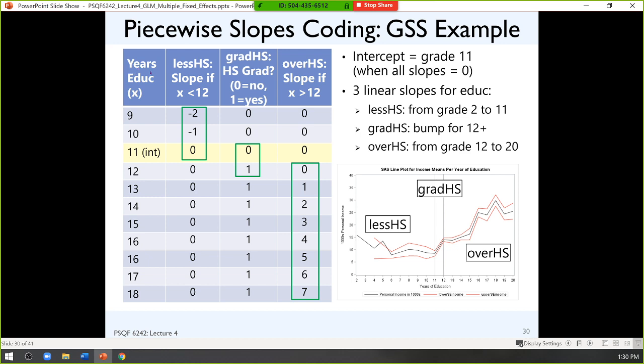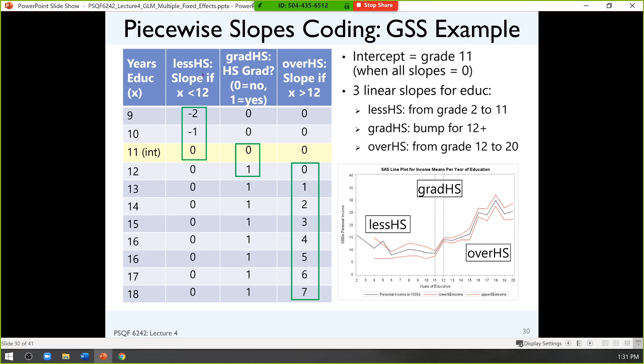So I have on slide 30 a data set that shows what the original variable would look like in the left-hand column, years of education, which is my X. And then here are the three new variables that I'm going to create. I'll show you the code to do this in a second, but I wanted to show you the logic first. I have declared grade 11 as my reference point, my intercept. That's where all three of my new predictors going into the model are zeroed out: grade 11.